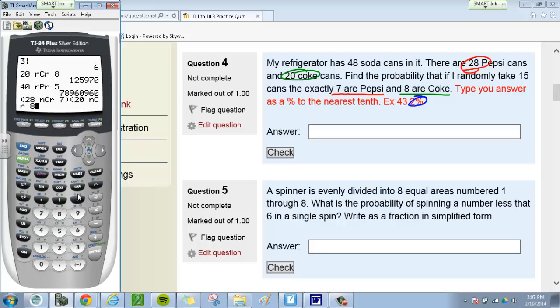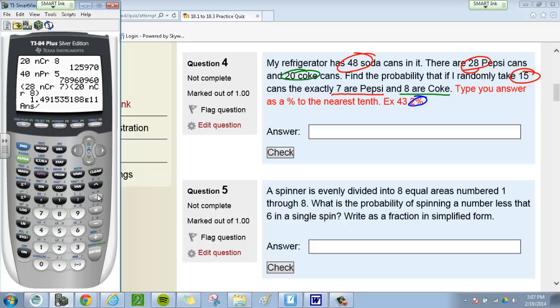Okay, so this should tell us how many different ways we can choose 7 Pepsis and 8 Cokes from the 28 Pepsis and 20 Cokes. That's how many ways we can do this. We can push enter right now. So there's tons of ways right here. But now we have to divide it by how many ways we can choose 15 cans from the 48 cans. So that's another one too.